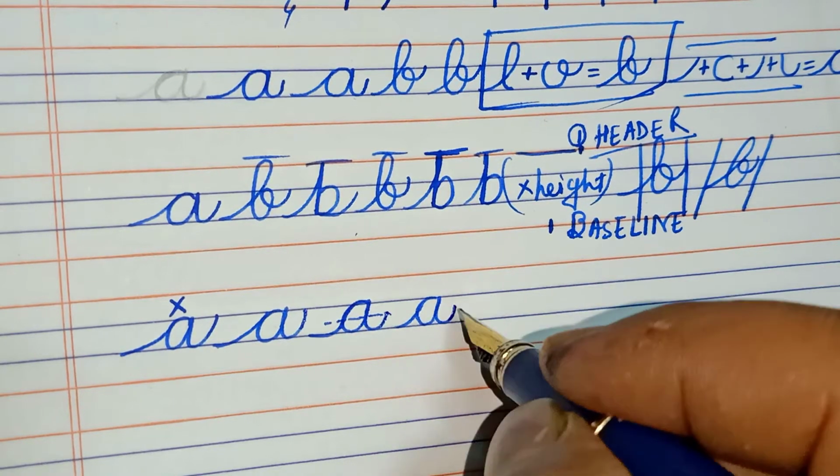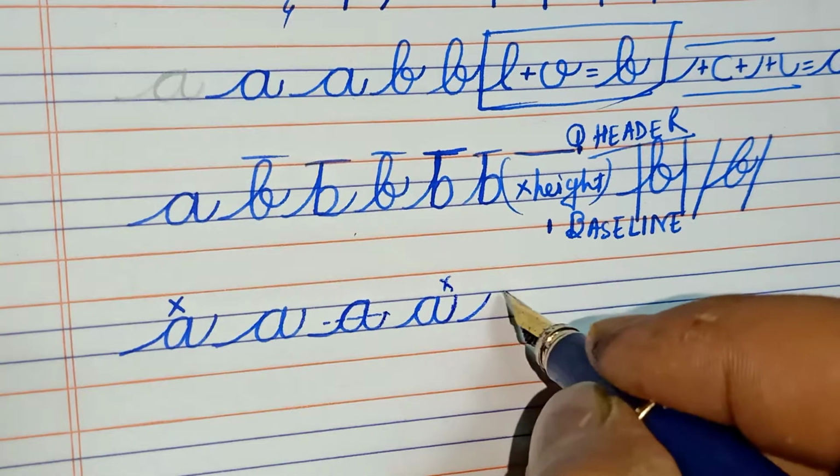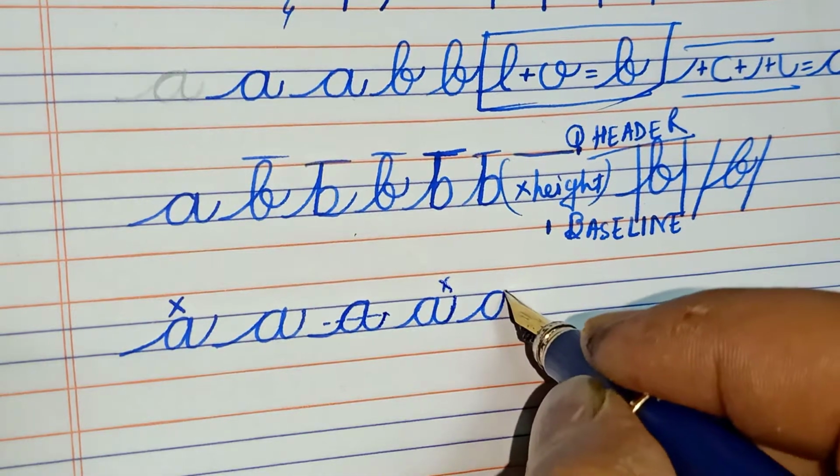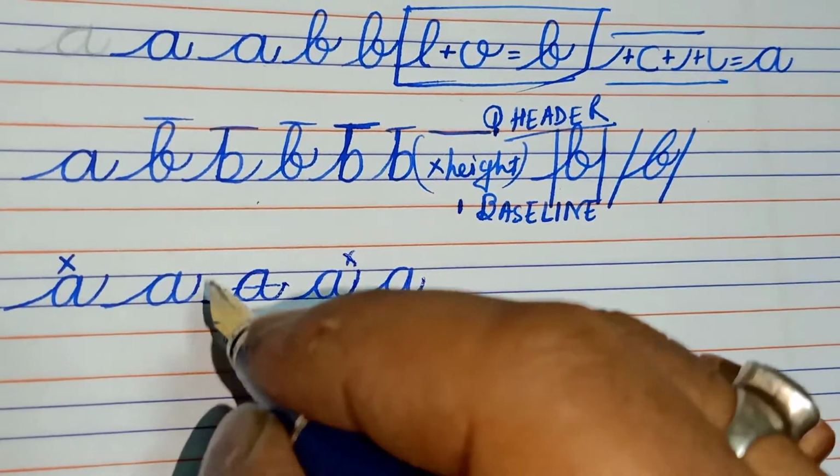This part is most important. Don't touch it here. Okay, it's wrong. Write like this. This is the first mistake people do.